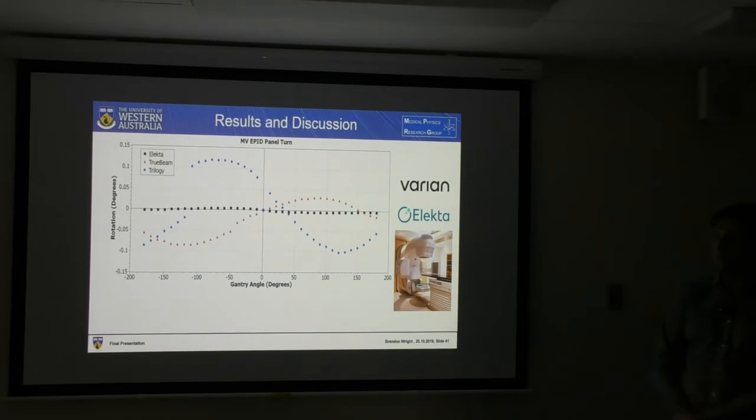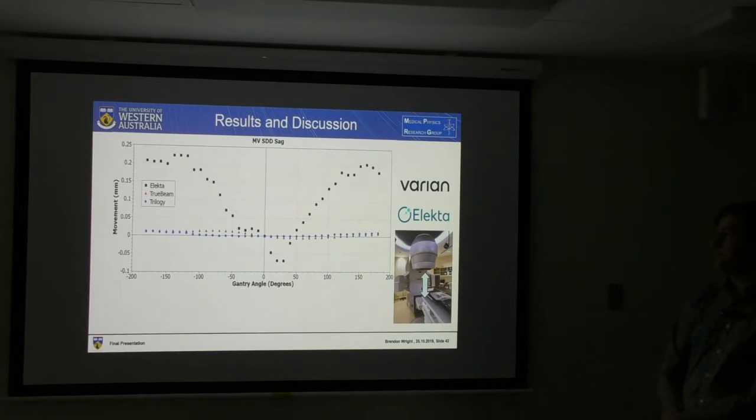However, this is explainable, as during the course of the image taking process, we took images from 180 through to negative 110. Then it was found that the image at gantry 0 was missing, so we went back to the image at gantry 0 and then continued on with the remaining data points. This could be a potential explanation as to why this occurred. Overall, the amount of turn was quite similar for the TrueBeam and the Trilogy, with the Elekta being fairly accurate compared to the other two.